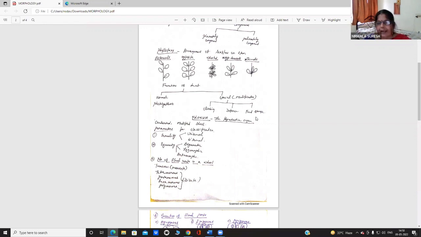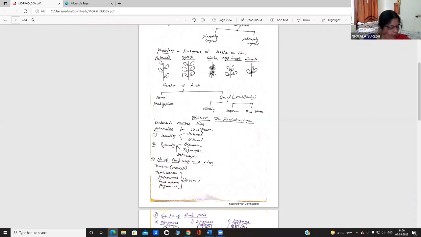One second, I think I'll get the onion bulb now. So there are two types of leaves. The outer leaves are dry and scaly, which are meant for protection. The inner leaves are fleshy and meant for food storage. Similarly, you can show rhizome, ginger also, showing them the scale leaves.